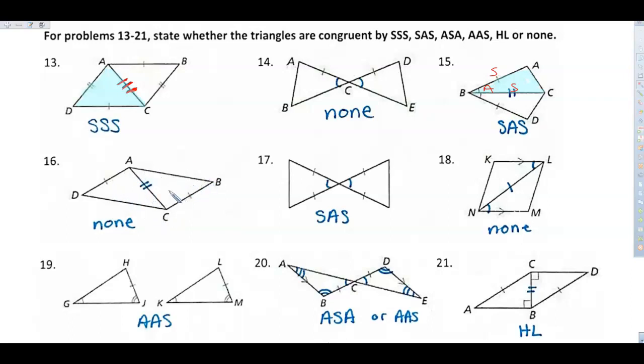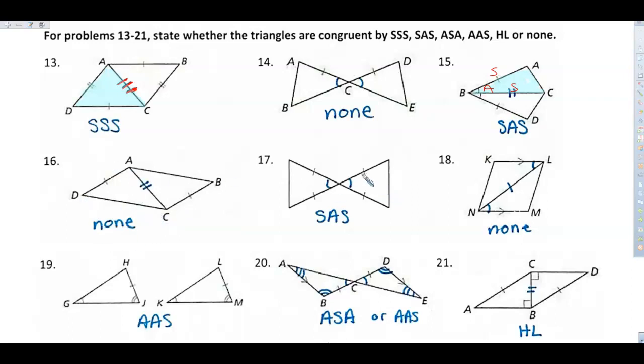I also don't have any information about any of the angles. If I was told that these were parallel, then I could mark these. But I'm not given parallel, so I don't know anything other than what is already marked here. That's not enough information. It's only two things.